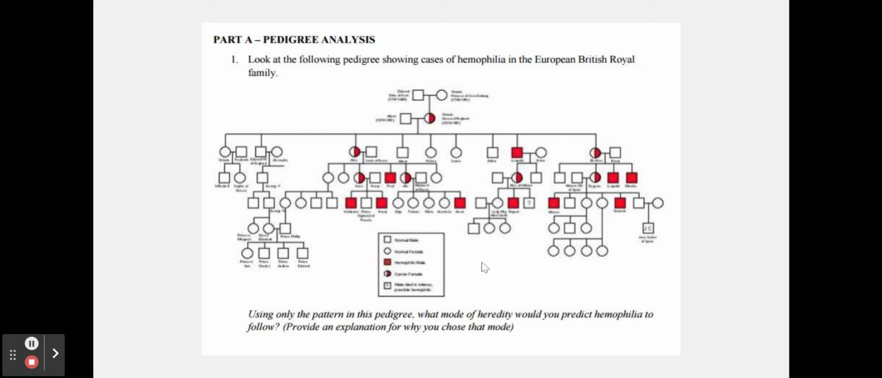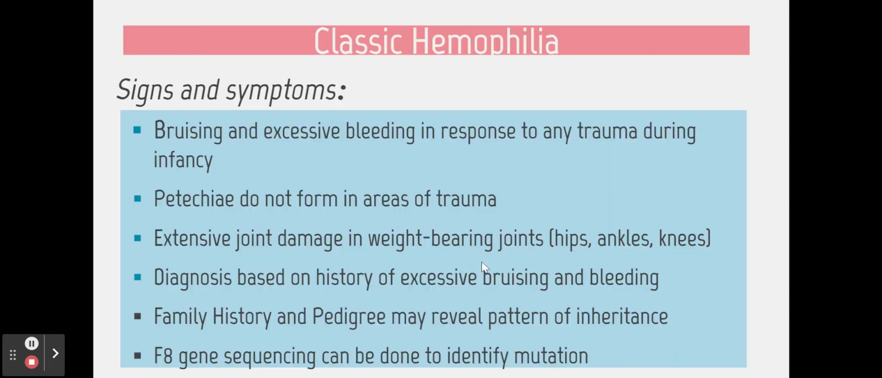And that is a very common pattern with X-linked recessive. It's one of the ways you can use a pedigree to find out the patterns of likely inheritance. Signs and symptoms: bruising and excessive bleeding in response to any trauma during infancy, except what the literature says is circumcision, and that could be because there's some placental transfer of factor VIII to the newborn.